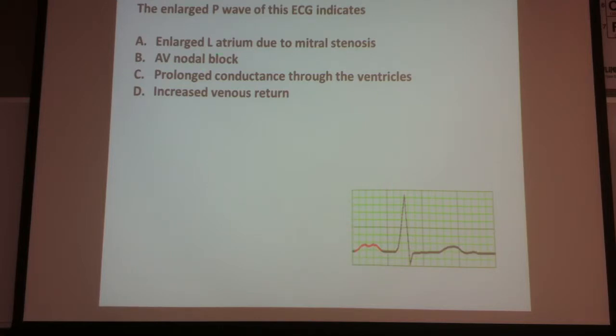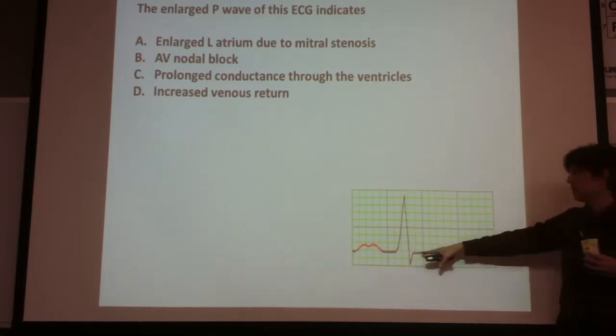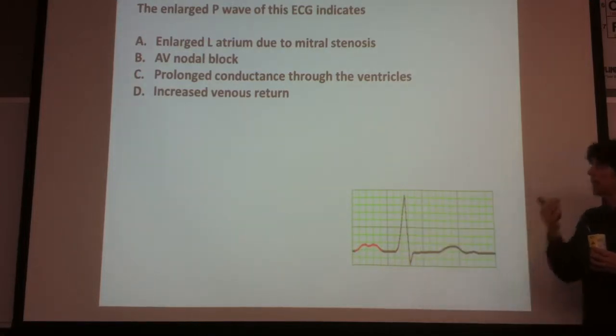What do we see at what point on our ECG is the current going through the AV node? P. During the Q. PQ interval. Prolonged conductance through the ventricles, we just saw that with the previous question. So that's going to be our QRS.